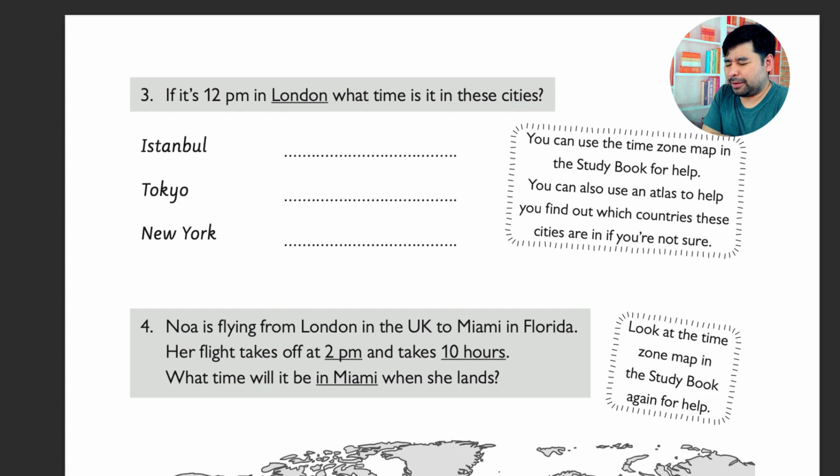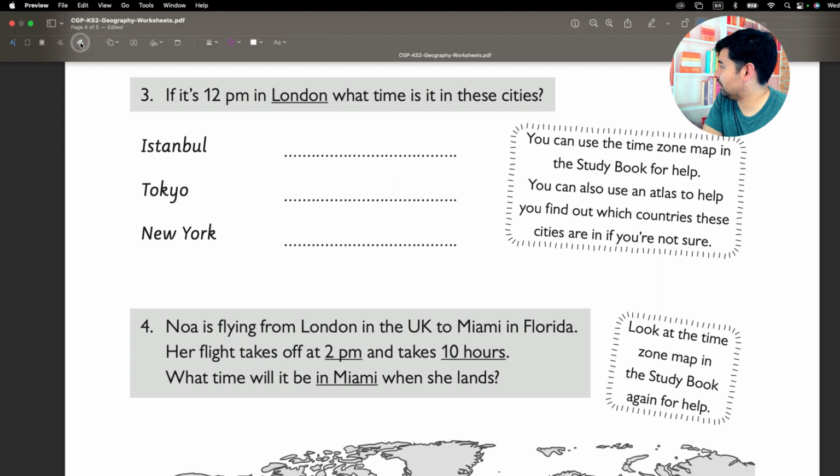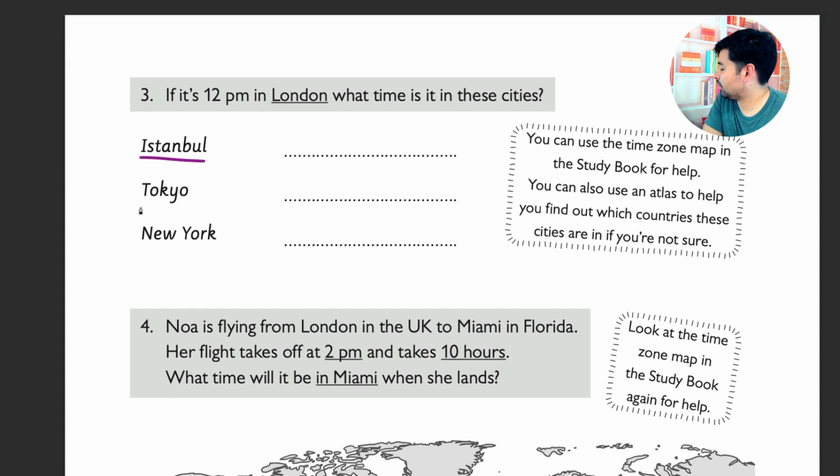Are you understanding how it works? If it's okay, I'm gonna go to the next part. Next part is really funny, I think you're gonna like it. So let's see. Number three: if it's 12 p.m. in London, what time is it in these cities? We have Istanbul, Tokyo, and New York.